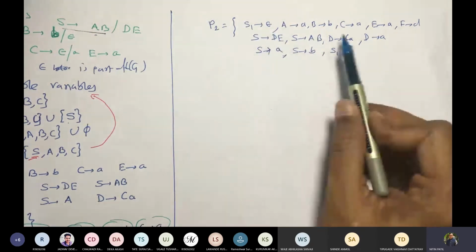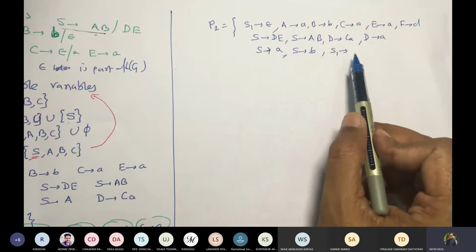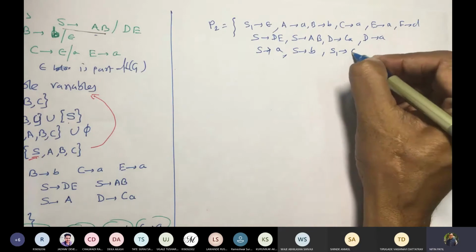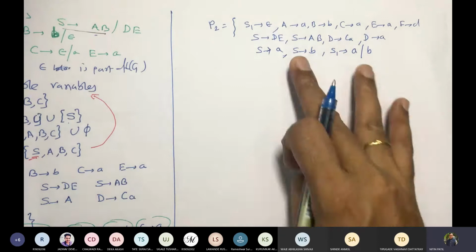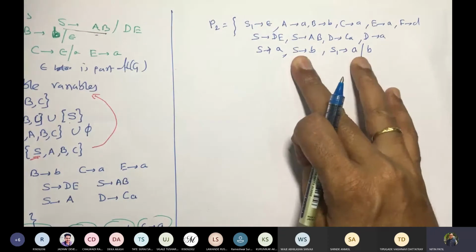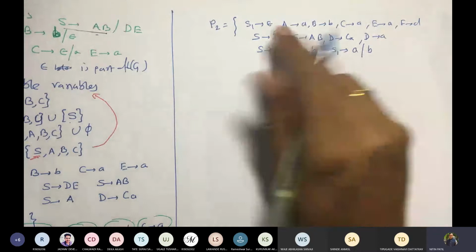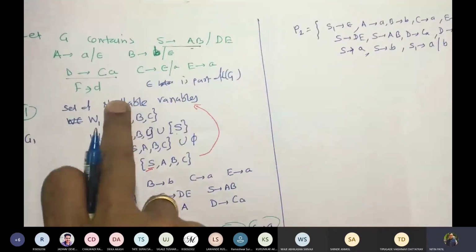In this case, S is not a nullable variable. Sorry, S was a nullable variable, but S was not occurring towards the right side. So what we will do is add S1 gives A and S1 gives B. Now the problem is, if I terminate here, my language would be just S1 gives AB and S1 gives epsilon. But my language contains much more in the given grammar.